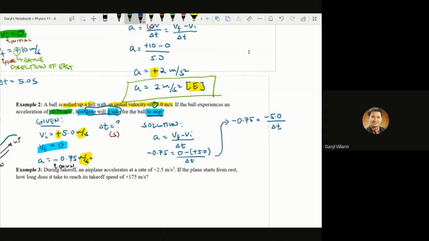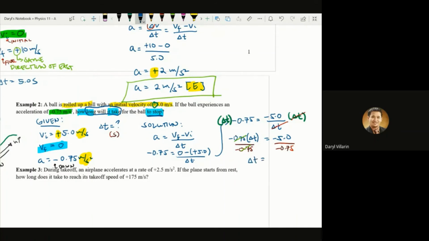How would I solve for delta t? Well, I need to separate this one. To do that, I'm just going to multiply both sides by delta t, because doing so, this cancels out. So this gives me negative 0.75 times delta t is equal to negative 5.0. To solve for delta t, I'm going to divide both sides by negative 0.75. That gives me just delta t.